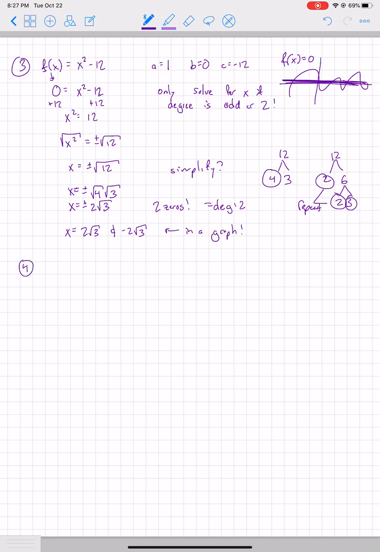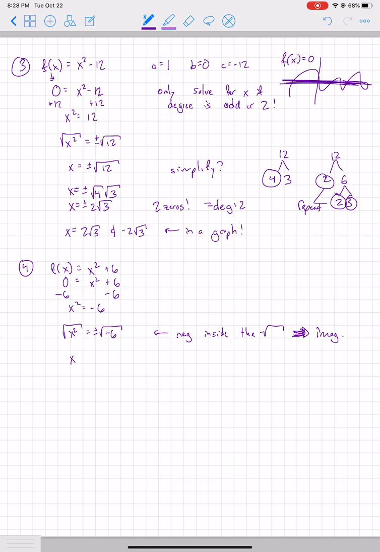Number 4, if we check this, we have f of x is equal to x squared plus 6. Same method, we replace the f of x with 0, and now we're trying to solve for x. So we will subtract 6 on both sides to get x squared is equal to negative 6. Same method, square root both sides, we get the plus or minus. But we have an issue here. We have a negative inside the square root, which means we have an imaginary number.